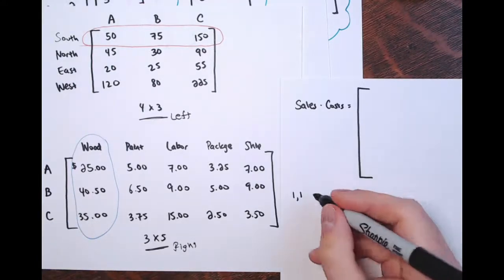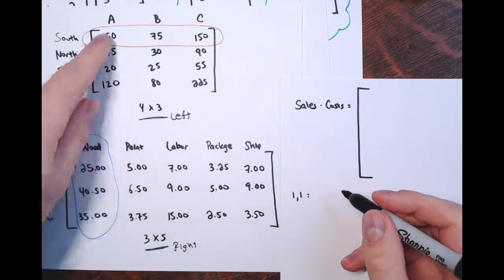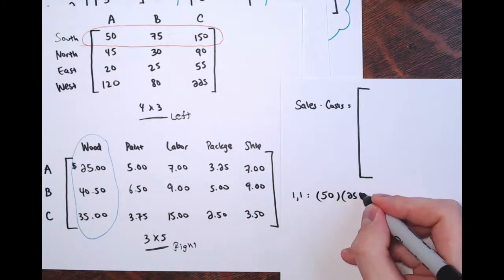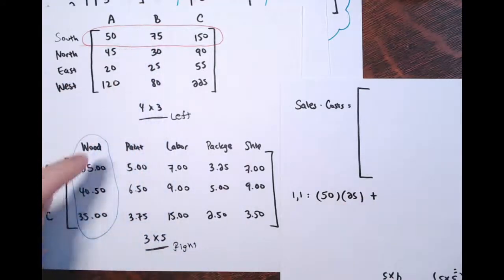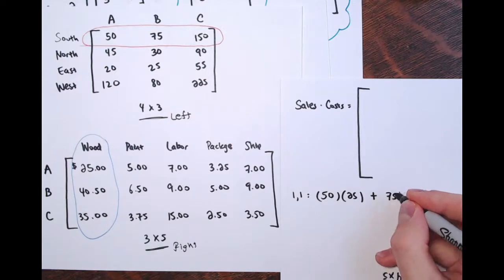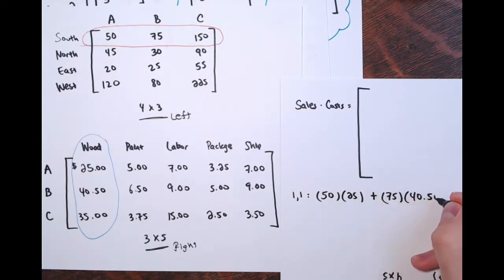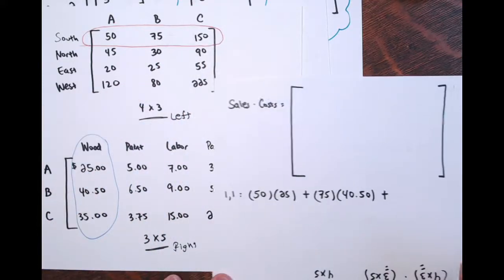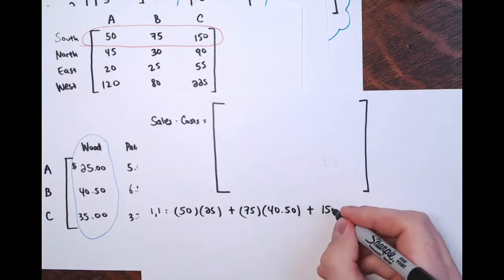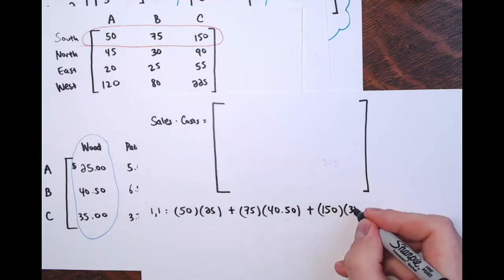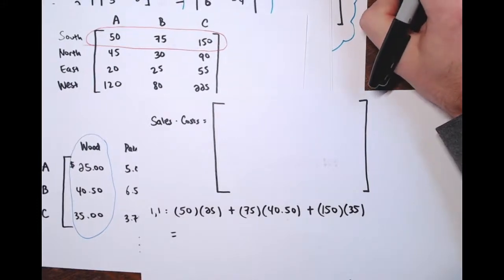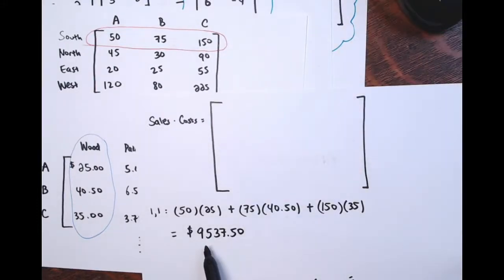And then doing that row column rule, I would take 50 times 25 plus 75 times 40.50 plus, and then 150 times 35. Let me get this in here. 150 times 35, and I'll calculate this. Okay, and this is 9,500. And this is dollars, right?